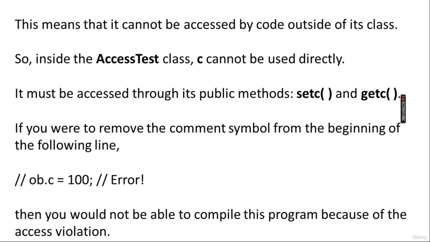For each and every variable that is created as private, you don't have to write them manually. Those functions can be created automatically by selecting the variable, right clicking, and choosing generate getters and setters. While doing programs practicals, we will be viewing how to do it. If you were to remove the comment symbol from the beginning of the following line, it will give an error. Then you would not be able to compile this program because of the access violation.